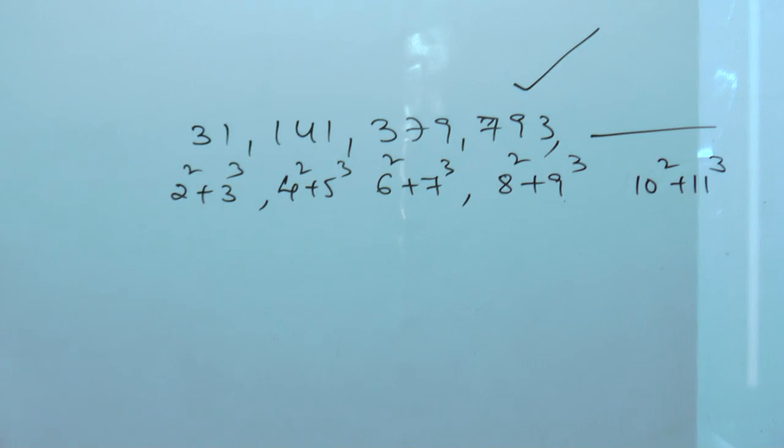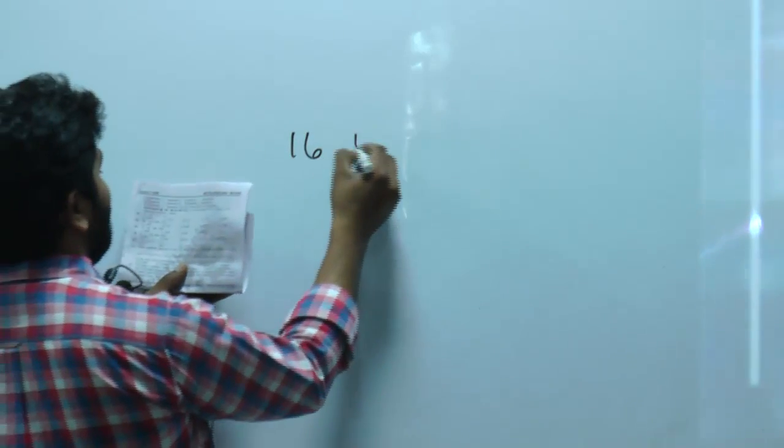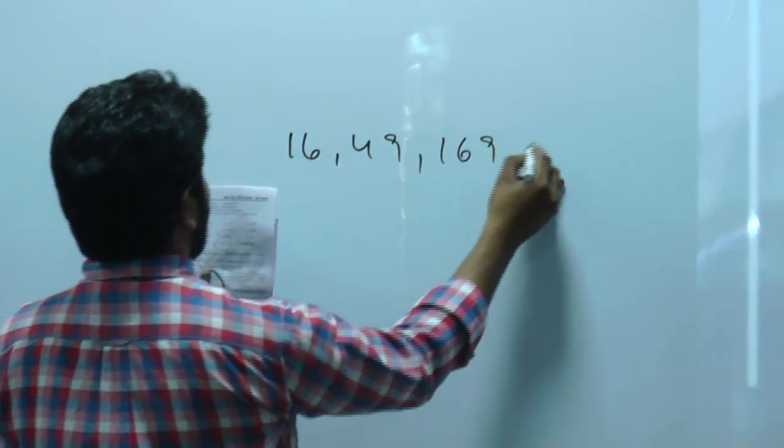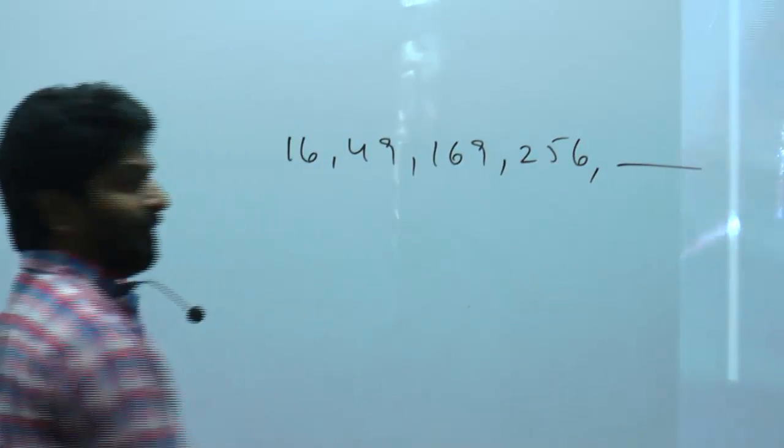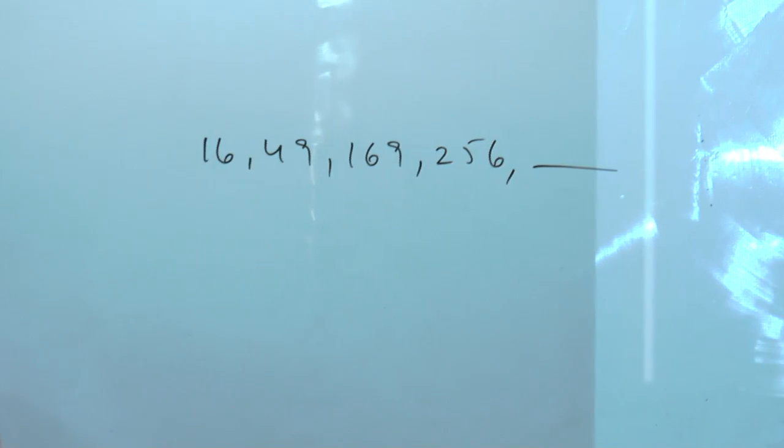Next, 38. 16, 49, 169, 256, and then all are squares, right? Yes or no?